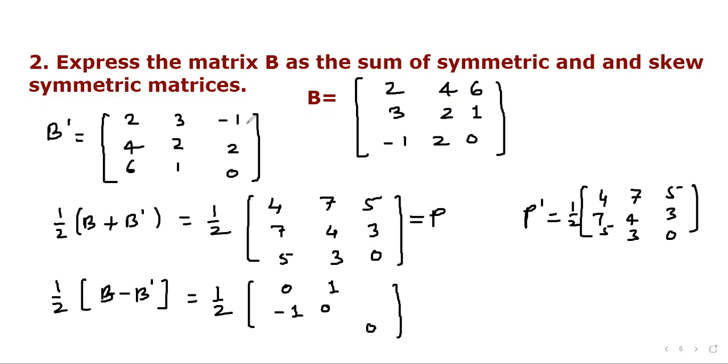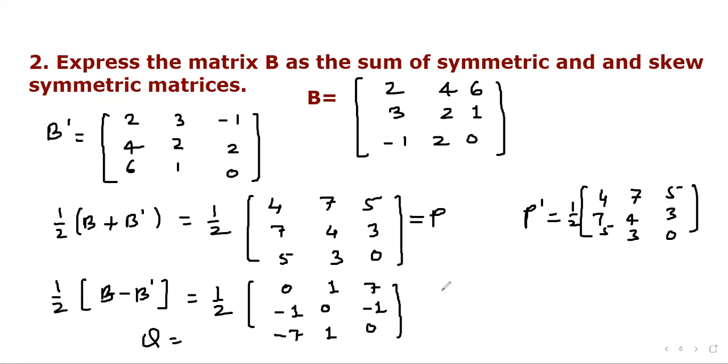Then 6 minus minus 1 will give 7. So this will become minus 7. And then 2 minus 1 will give 1. So this will become minus 1. Clearly, if we write it as Q and find Q dash, that would be negative of Q. So it means this is skew symmetric.